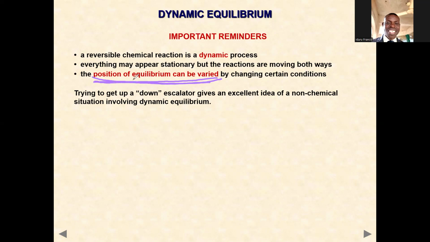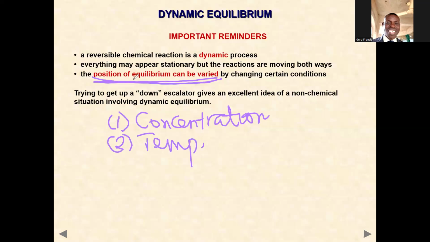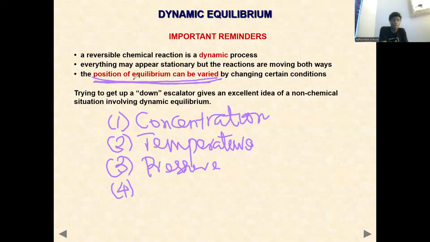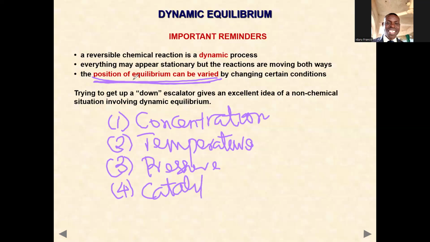The position of equilibrium can be changed by changing any of the following. By changing the concentration, the position of equilibrium will change. We change the temperature of the reaction, the position of equilibrium will change. If you change the pressure of the reaction, the position of equilibrium will change. And finally, catalyst also. Okay. Catalyst also will change the position of equilibrium. So these are the things that can affect the change in the position of equilibrium.